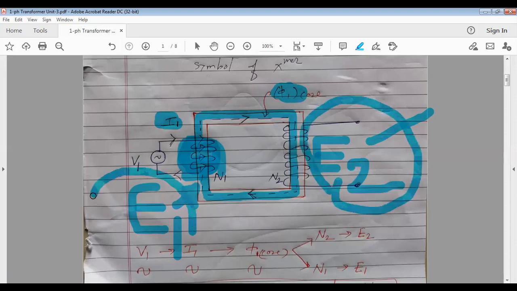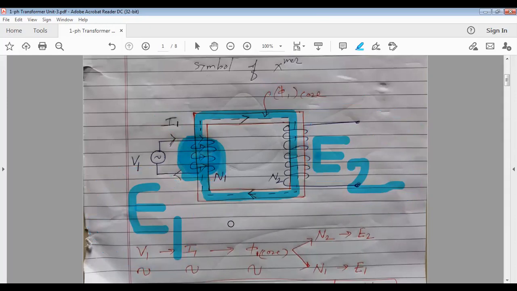And what about E1? Self-induced. Self-induced EMF, because flux phi 1 is produced by N1 I1 turns, and this flux phi 1 is coming in contact with the same turns N1. That's why whatever E1 gets induced in the primary winding is called self-induced EMF.